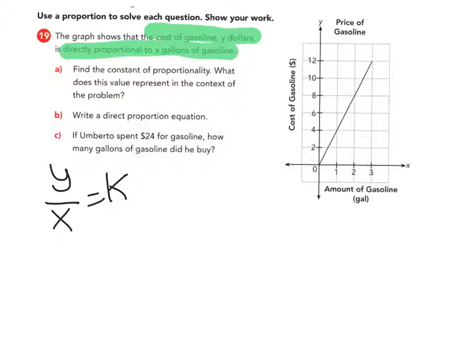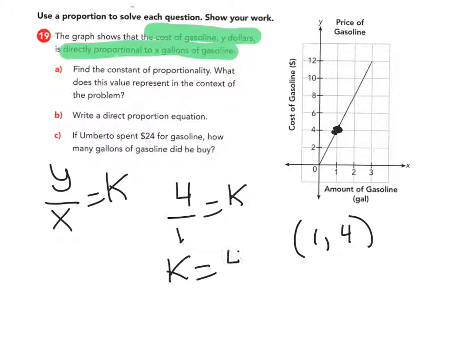So in order to find the constant of proportionality, I need to look at the graph and find a point that gives me a Y and an X value. If you look at the graph right here, you have a point where X is 1 and Y is 4. So I'm going to take that and put Y, which is 4, over X, which is 1, and that's going to give me K. So the value of K is equal to 4.